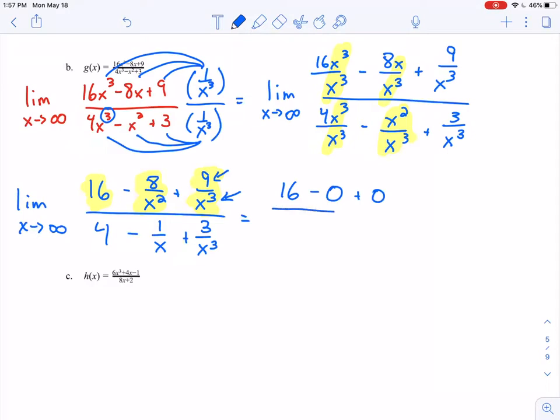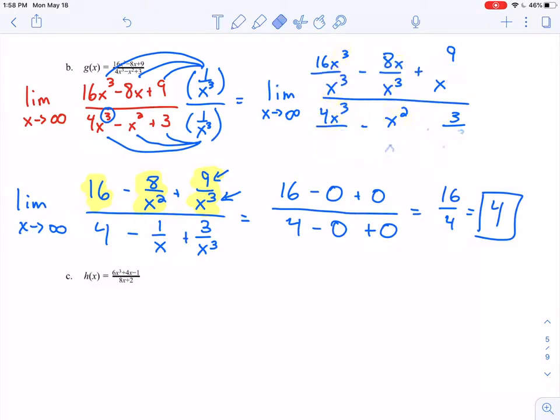And that's kind of the whole point of this technique, you're really just forcing most of it to go to 0 so that we can focus on the important parts of this rational function. In my denominator, I've got 4, that's a constant, so that will approach 4. Minus 1 over x, that should approach 0. And 3 over x cubed, that should approach 0. I have 16 over 4, which is 4. So here is my right-hand end behavior.